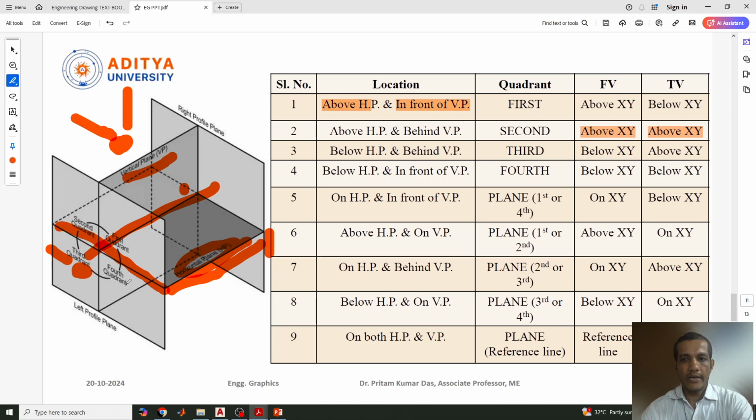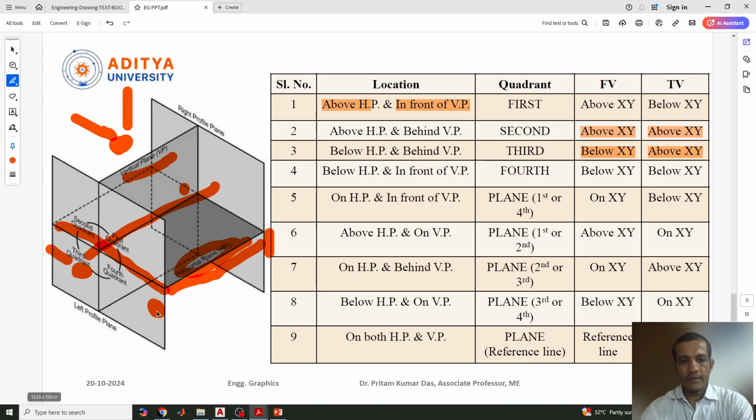So that is below XY, and as it is rotated, it will go up, so that is above XY, that is the top view. Similarly, if you come to the fourth quadrant, below HP, as I told you, this is our horizontal plane. So the point located is below HP and in front of VP.